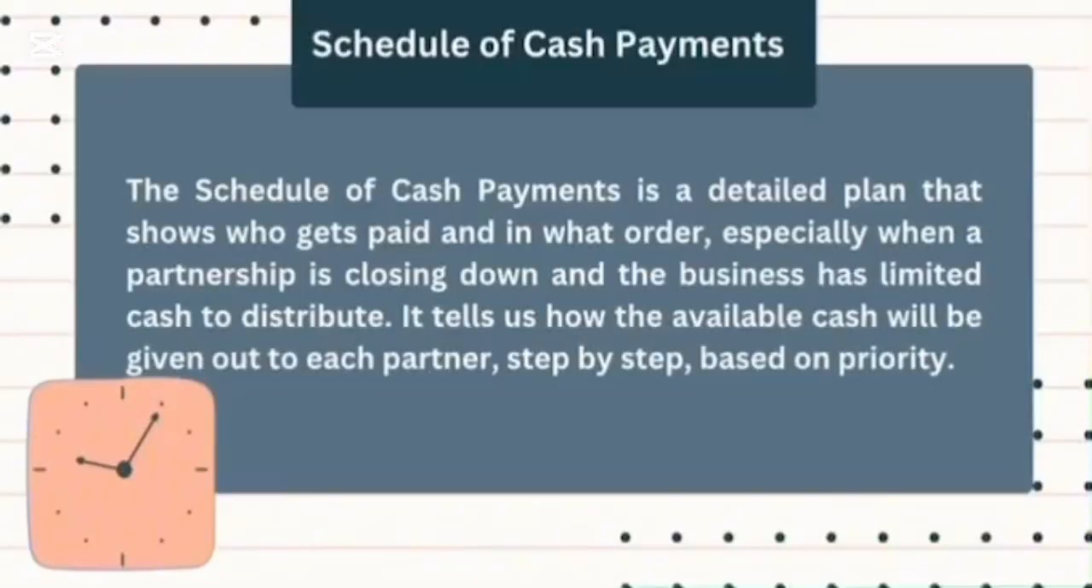The schedule of cash payments is a detailed plan that shows who gets paid in what order, especially when a partnership is closing down and the business has limited cash to distribute. It tells us how the available cash will be given out to each partner, step by step and based on their priority. How it works.